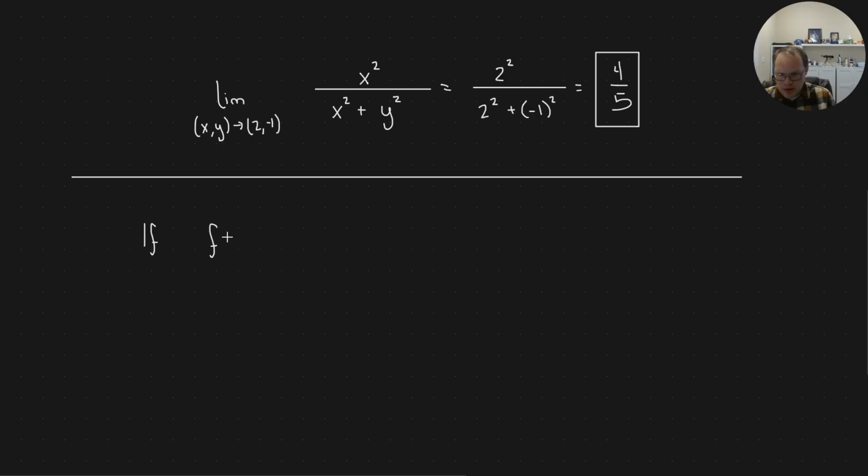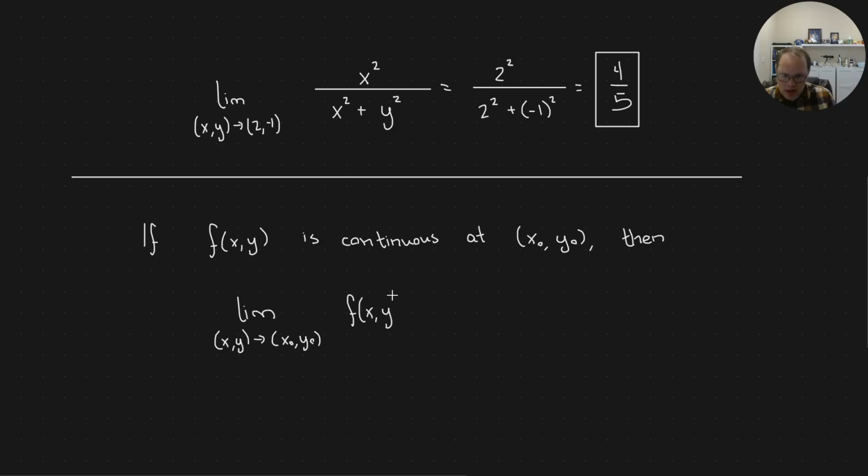If f of x, y is continuous at x0, y0, then the limit as x comma y approaches x0, y0 of f of x, y is just the function value. Okay, and that's what we did here. We said, oh, this is continuous, so we just have to plug the point into the function. That's going to be the limit. If the function is continuous, then you just plug the point into the function and you get the limit.